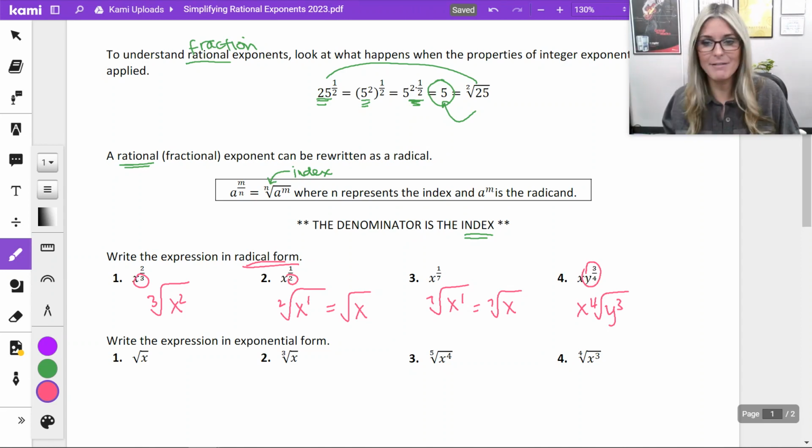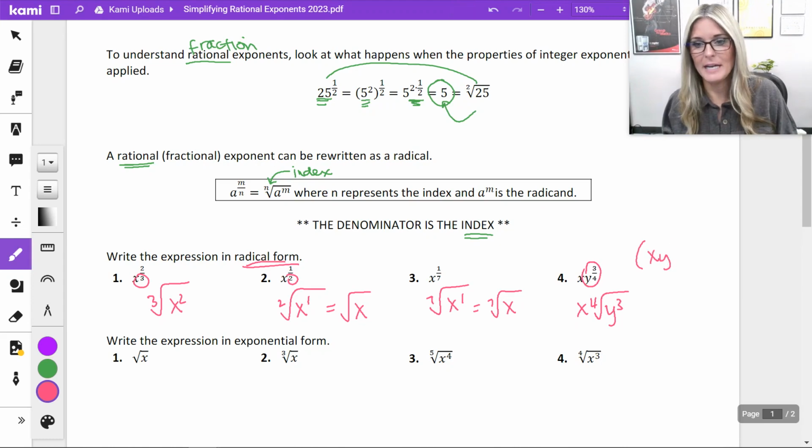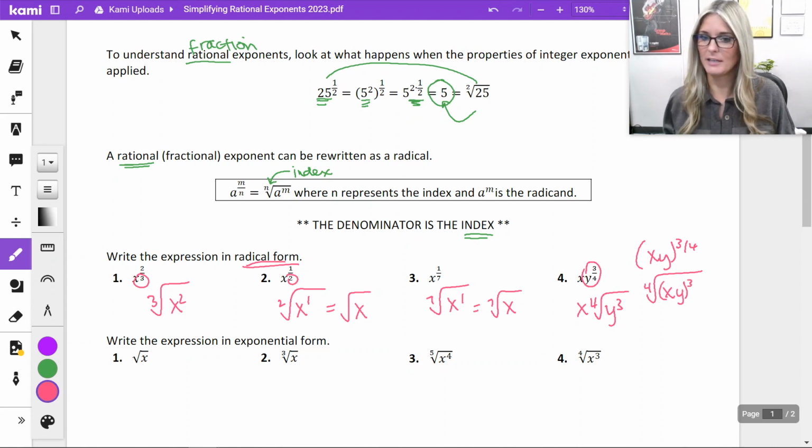If they wanted everything, they would have put it in parentheses like this, okay? And then you would have a 4th root of x, y. I should probably put a cube like that, okay, to show everything.